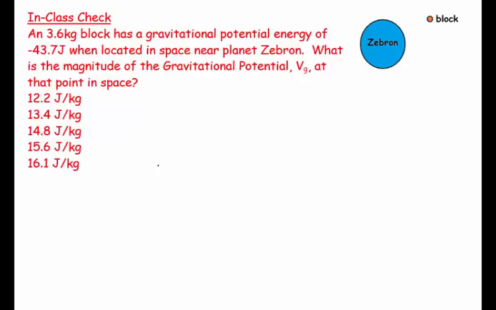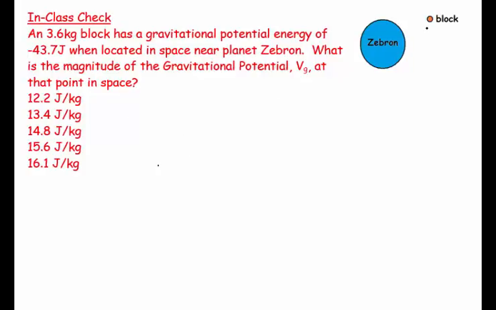Welcome. This question says a 3.6 kilogram block has a gravitational potential energy of minus 43.7 joules when located in space near planet Zebron. What is the magnitude of the gravitational potential, Vg, at that point in space?